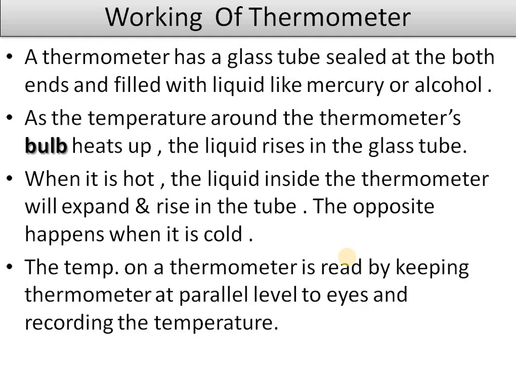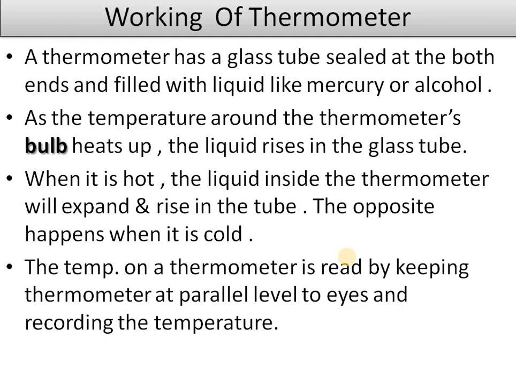As the temperature around the thermometer's bulb heats up, okay, when you bring that bulb in front of a hot substance, it could be a human body, it could be a metal object, it could be any chemical, put that into it. Now what happens is that reservoir, bulb, I said that it is a reservoir, it has mercury filled inside it. So that it rises up because I've told you that working principle that solids expand on heating. So as well as liquids. So the liquid rises in the glass tube, in that thin tube that is called capillary.